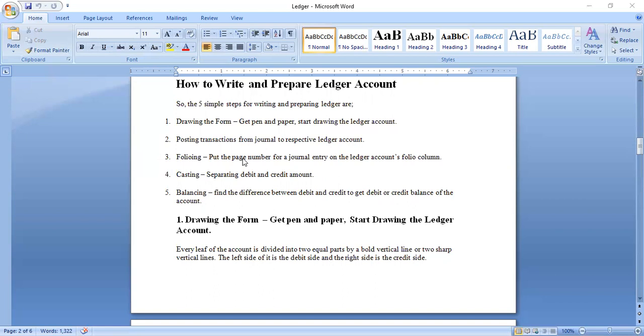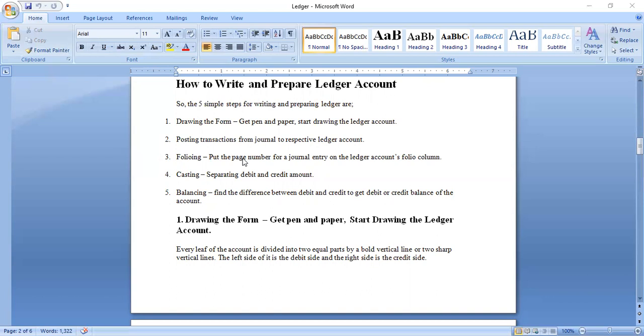In a T form, the form has 8 columns. One is the left side, another one is the right side. In the left side, it has 4 columns. One is the date, particulars, ledger page.